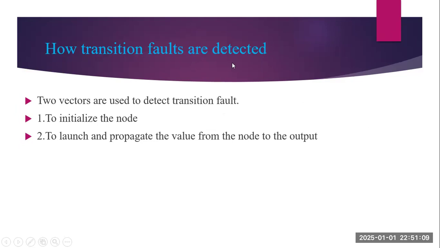How are transition faults detected? Next question is, how are transition faults detected? Two vectors are used to detect transition faults: to initialize the node, and to launch and propagate the value from the node to the output.